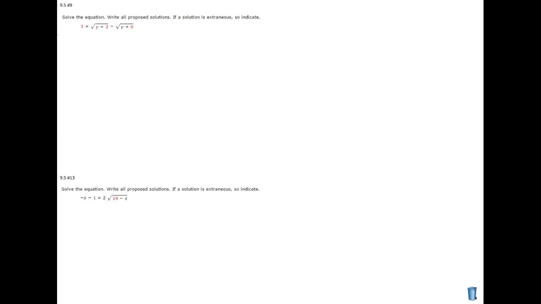Okay. All right, last couple of problems. Similar process with this guy here. Okay, so we're going to add this square root y plus 6 to both sides. So I end up with 1 plus the square root of y plus 6 equals the square root of y plus 3. Start by squaring both sides.